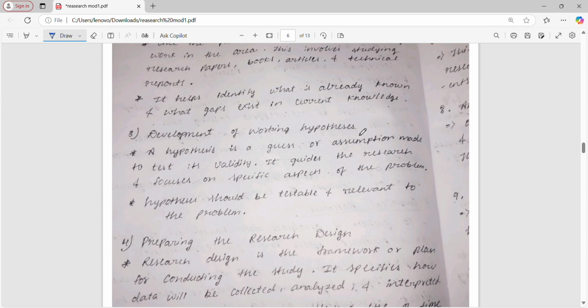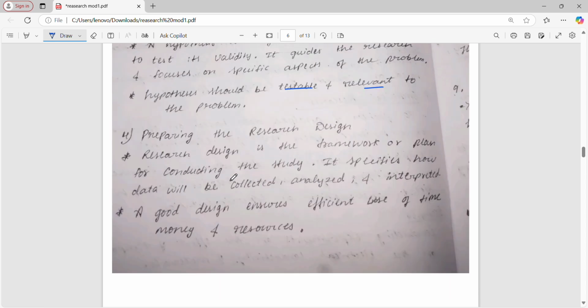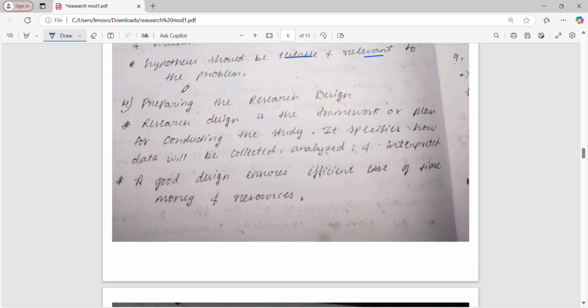Next, development of working hypothesis. Hypothesis means assumption. It is a guess or assumption made to test its validity. It guides the research and focuses on specific aspects of the problem. A hypothesis should be testable and relevant to the problem. Next is preparing the research design. We should prepare the design.